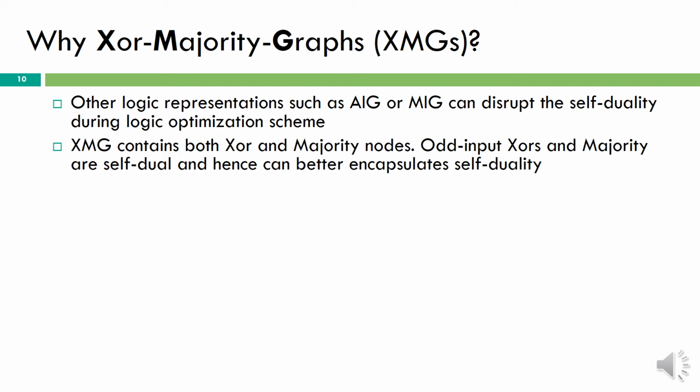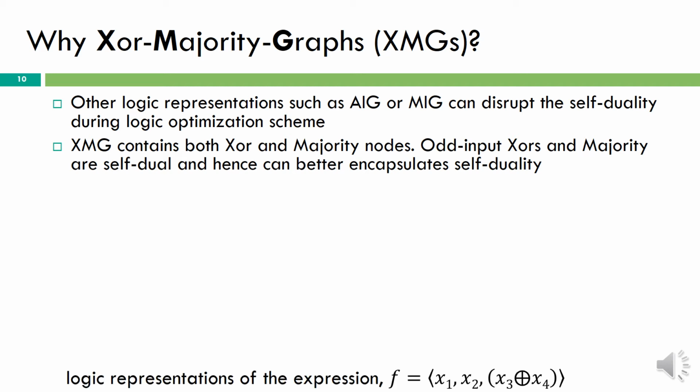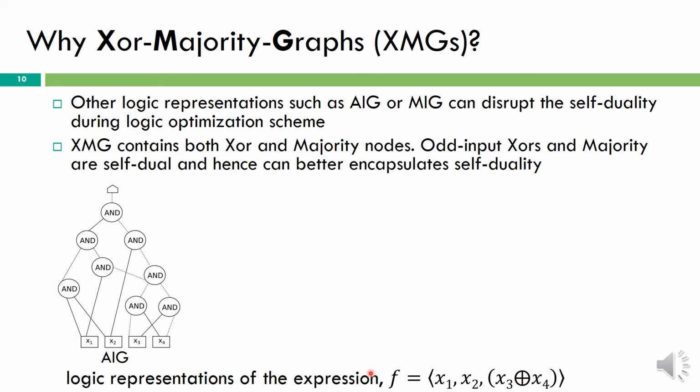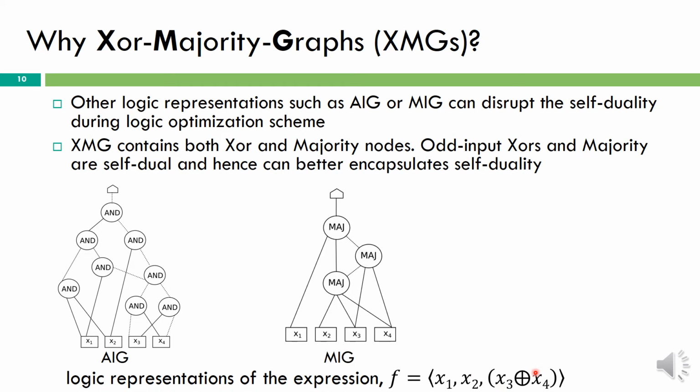Now let's try to understand this in terms of representation. Suppose we have this function, x1, x2, x3 XOR x4, in a majority relation. In terms of AIG, we need 3 plus 3, 6 plus 2, 8 nodes to represent this function. If we move to MIGs, we need 3 nodes, but the problem is that majority nodes cannot represent the parity functions in a better way. So they're not scalable. If you increase the number of inputs in the parity function, the number of majorities required increases.